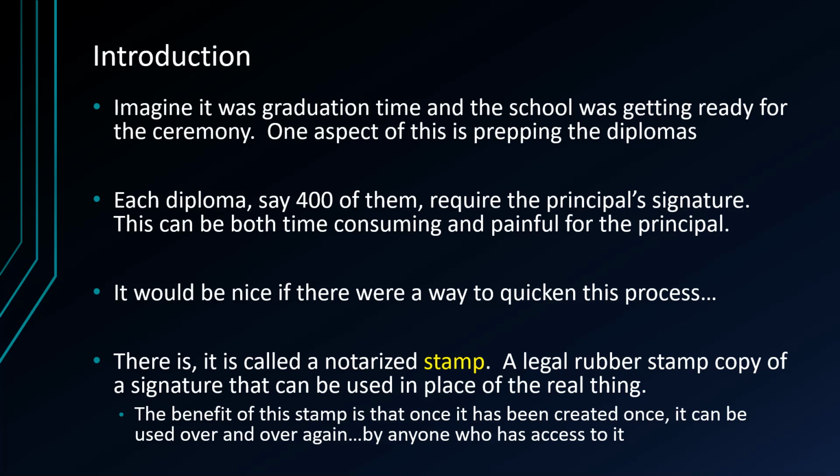There's something out there called a notarized stamp. A notarized stamp is like a legal rubber stamp copy of somebody's signature. And that signature, that rubber stamp copy, can be used in place of the real thing. That's a huge deal and brings up a huge benefit. So think about it like this. The benefit of the stamp is that you only have to create it once. But as soon as it's created once, you just need to use it. You just put it in the ink, slap it on the page. Bang, bang, bang, as many times as you want. You could get through those 400 diplomas like that.